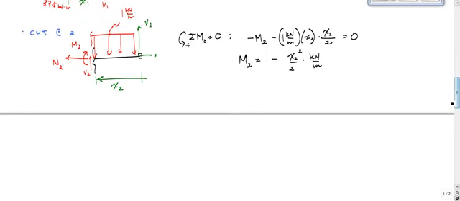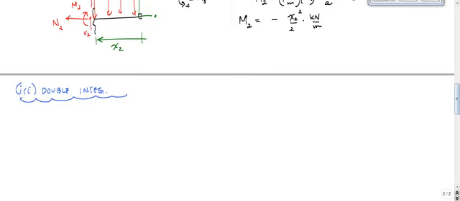So here, 3 is the double integration. Let's do that, okay? Which is really 2 antiderivatives, but anyway. So let's do it for moment function 1. So for m1 of x1 right here.